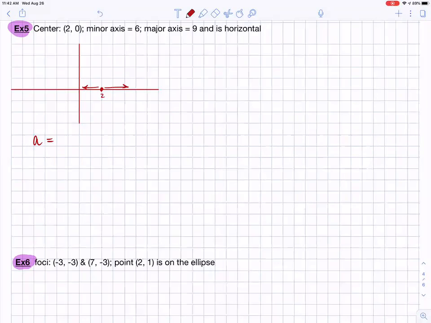So I have one person who spoke up. I hear a 9. Is that your A value? You think it's 18? Okay. Somebody else for a 9? Any others? So we've got 9, we've got 18. So it says that the major axis equals 9.